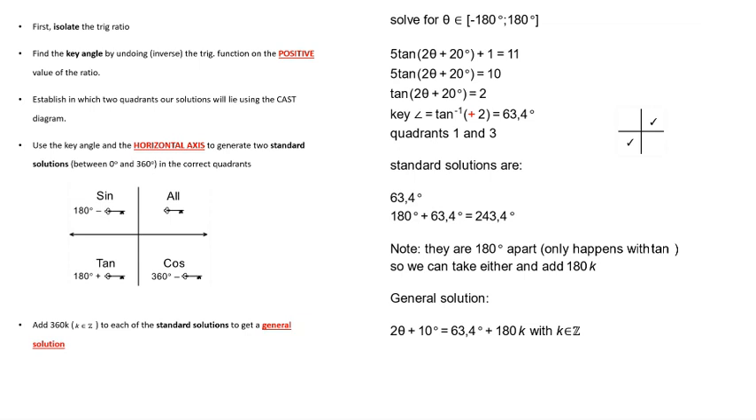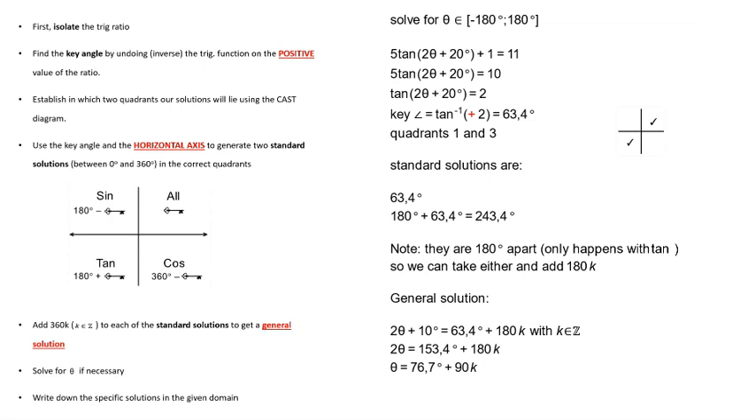Next up, we solve for theta if necessary. Now there is some solving to do for theta, because that was 2 theta plus 10. So we're going to subtract 10 from both sides, divide by 2, and notice that we now get plus 90k. Note that 90k rather than the 180k is what's going to give us more solutions.